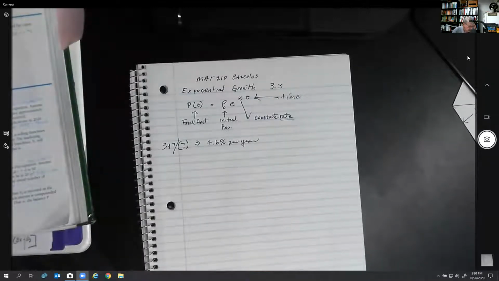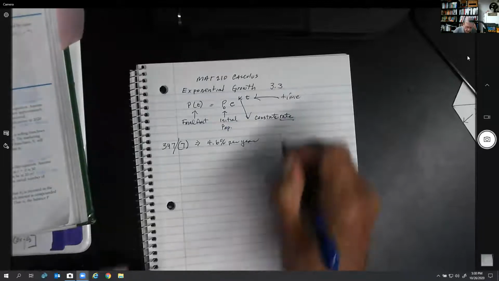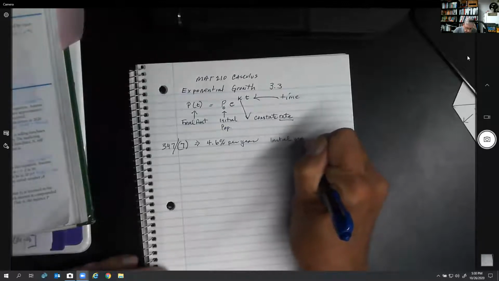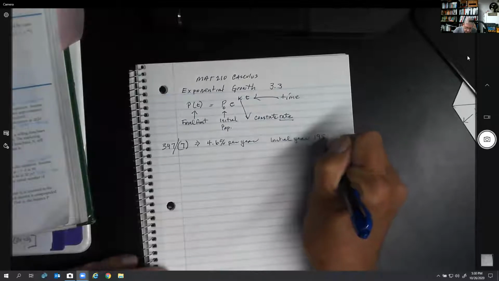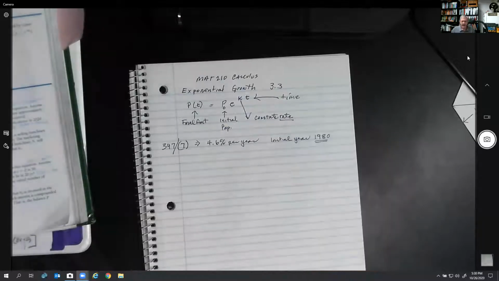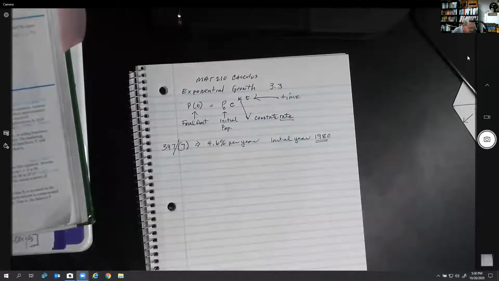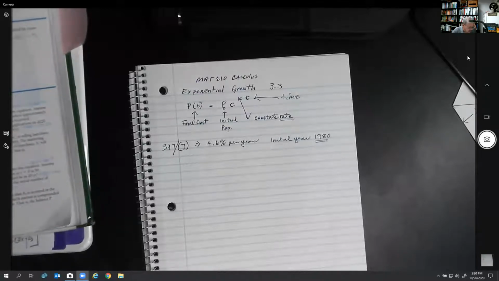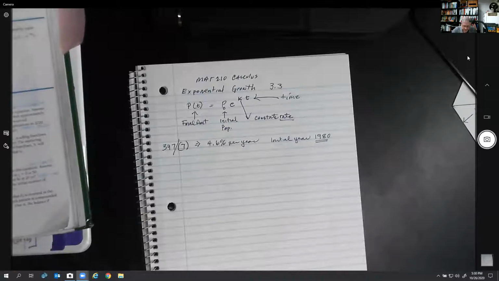So we're going to try to find an equation. And the initial year was 1980. They're basing this on what happened in 1980. And since then, they've noticed that the growth rate has been about 4.6% per year. So the first question here says, find the function that satisfies this equation. Assume that T0 was 1980.